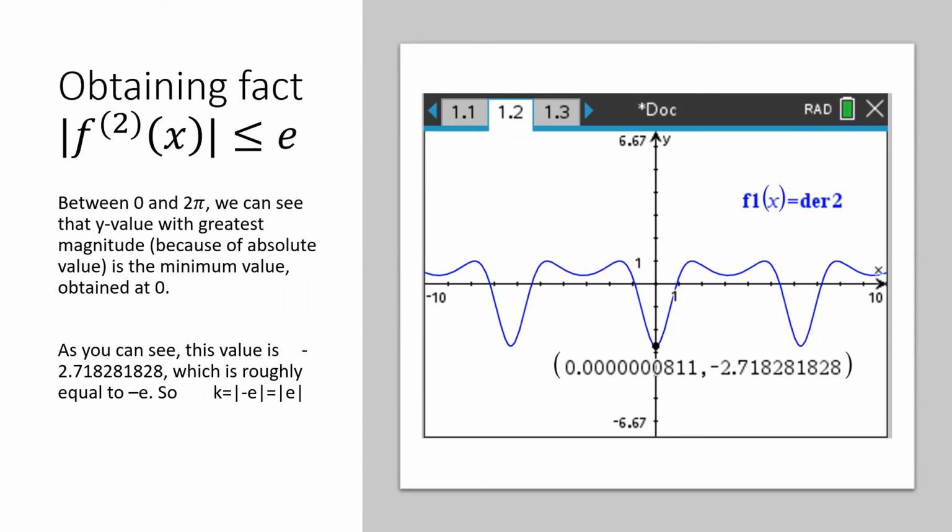Now, from that, we see whether the greatest y magnitude is at the maximum or minimum. As we can see here, it is from the minimum, and we can use CAS to obtain this minimum value. The value is negative 2.718, which is about the value of negative e. Don't worry if it's negative, because we are going to use its absolute value, and we obtain the K value, which is e, consistent with the given fact.